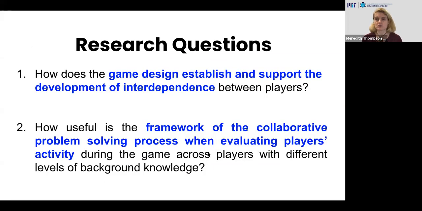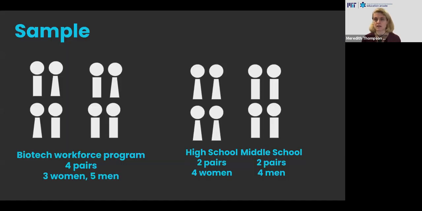So our 2 research questions are, how does the game design establish and support the development of interdependence between players? And the second is, how useful is the framework of the collaborative problem-solving process when evaluating players' activity during the game across players who have different levels of background knowledge? So first, I want to pause and talk a little bit about interdependence. In interdependence, you need both people to solve the problem. And so it's important to be able to balance the roles appropriately.